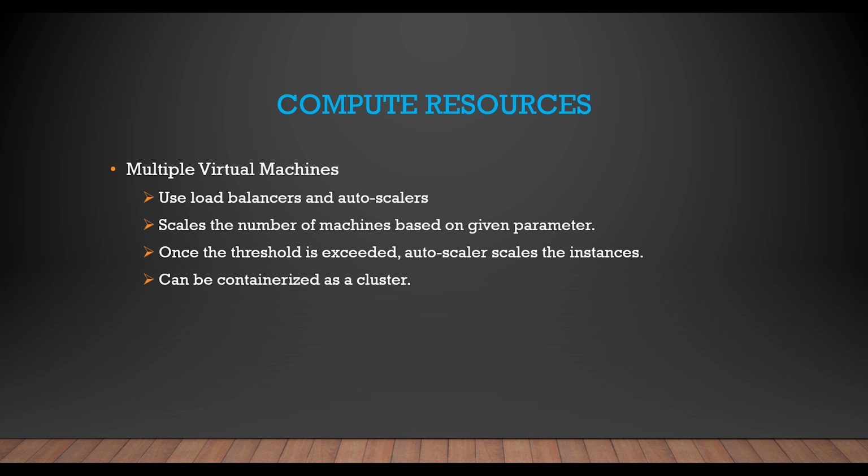So a load balancer directs the traffic to the instance group where each of the instance can be accessed based on the demand. We use autoscalers so that if the number of instance is not enough, it can be scaled. If we are going for autoscaling, we can set some parameters and some threshold values, after which if it exceeds, the system will automatically scale. And these instance groups can also be containerized into a cluster.